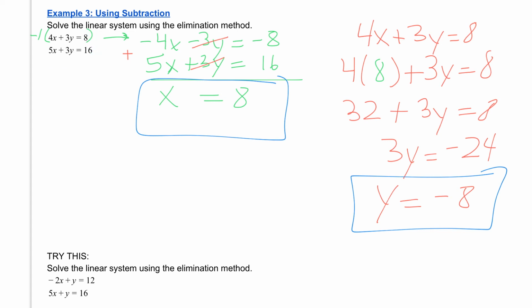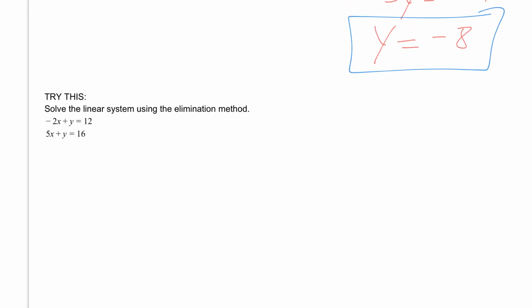Next, I'd like you to go ahead and pause it and do the try this. So you can go ahead and pause it now and unpause it when you're ready to check your answer. If you did the try this correctly, you should get that x is equal to 4/7 and y is equal to 92/7. If you have any questions, let me know.